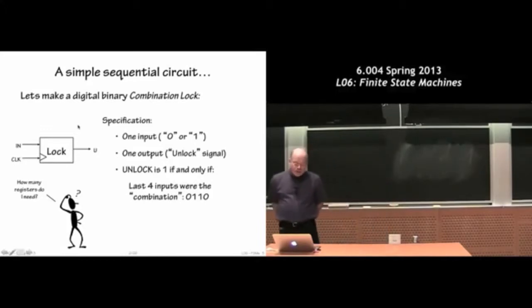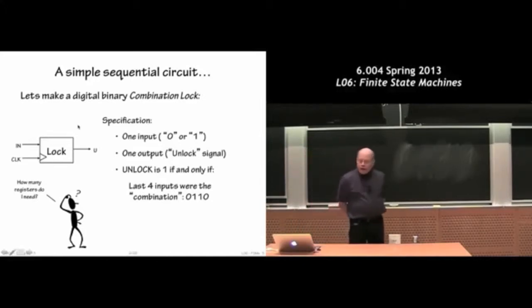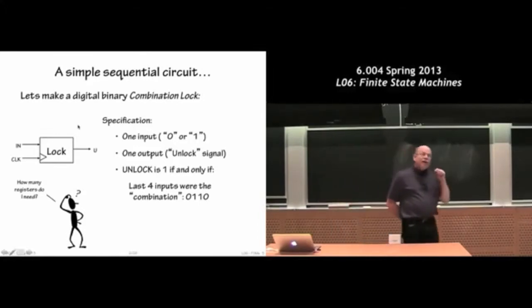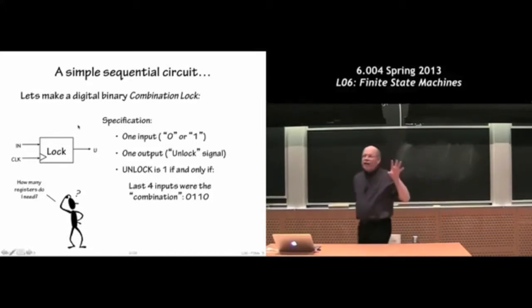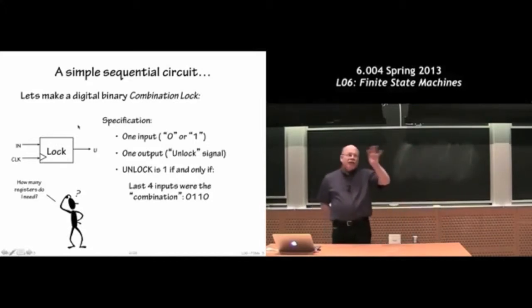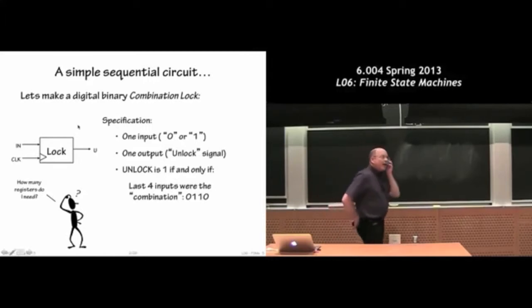So this is a synchronous circuit. It has a clock. And the idea is that I'm going to put a new input. The input is a single bit, 0 or 1. And I'm going to feed this circuit with a sequence of inputs. And every time I put a new value on the input signal, I'm going to make the clock have a rising edge so that it can consume that new input and then figure out whether I've entered the correct combination.